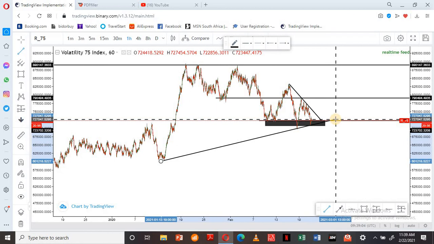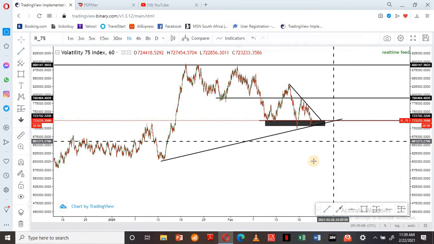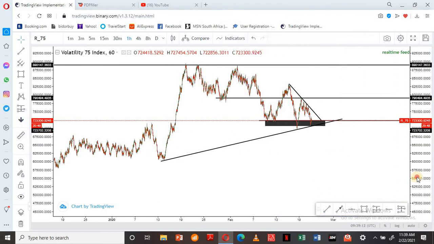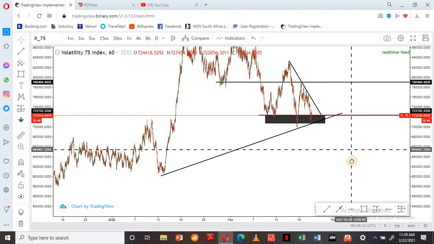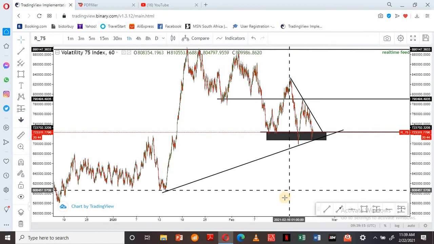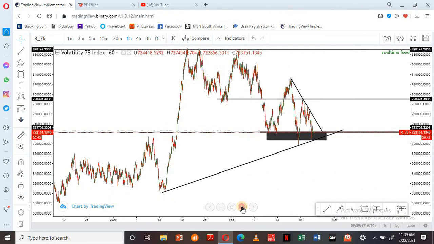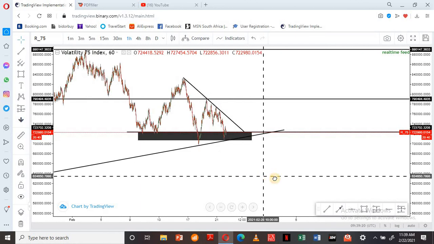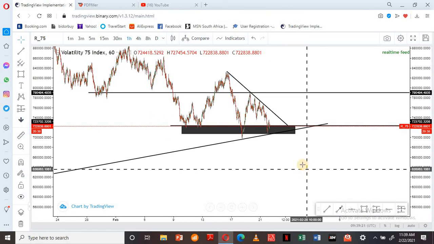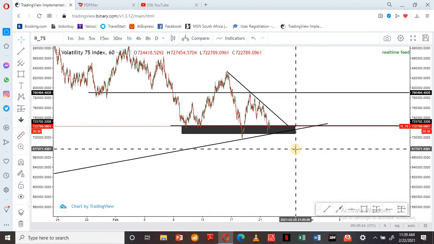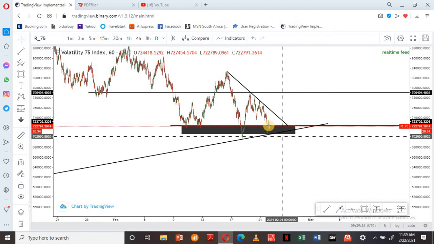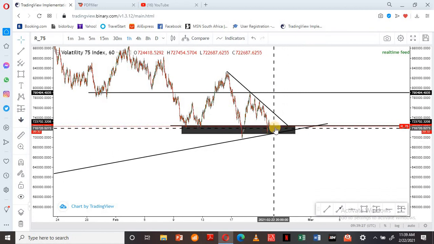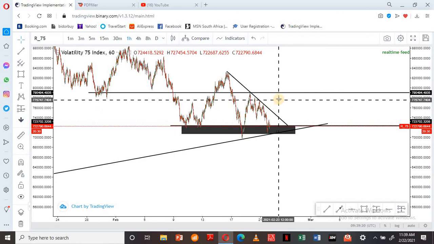Make sure you draw your trend lines correctly. Make sure they do not cut the bodies of the candlesticks, no matter what. Make them nice and clean. Now for now we wait for the market to play out.